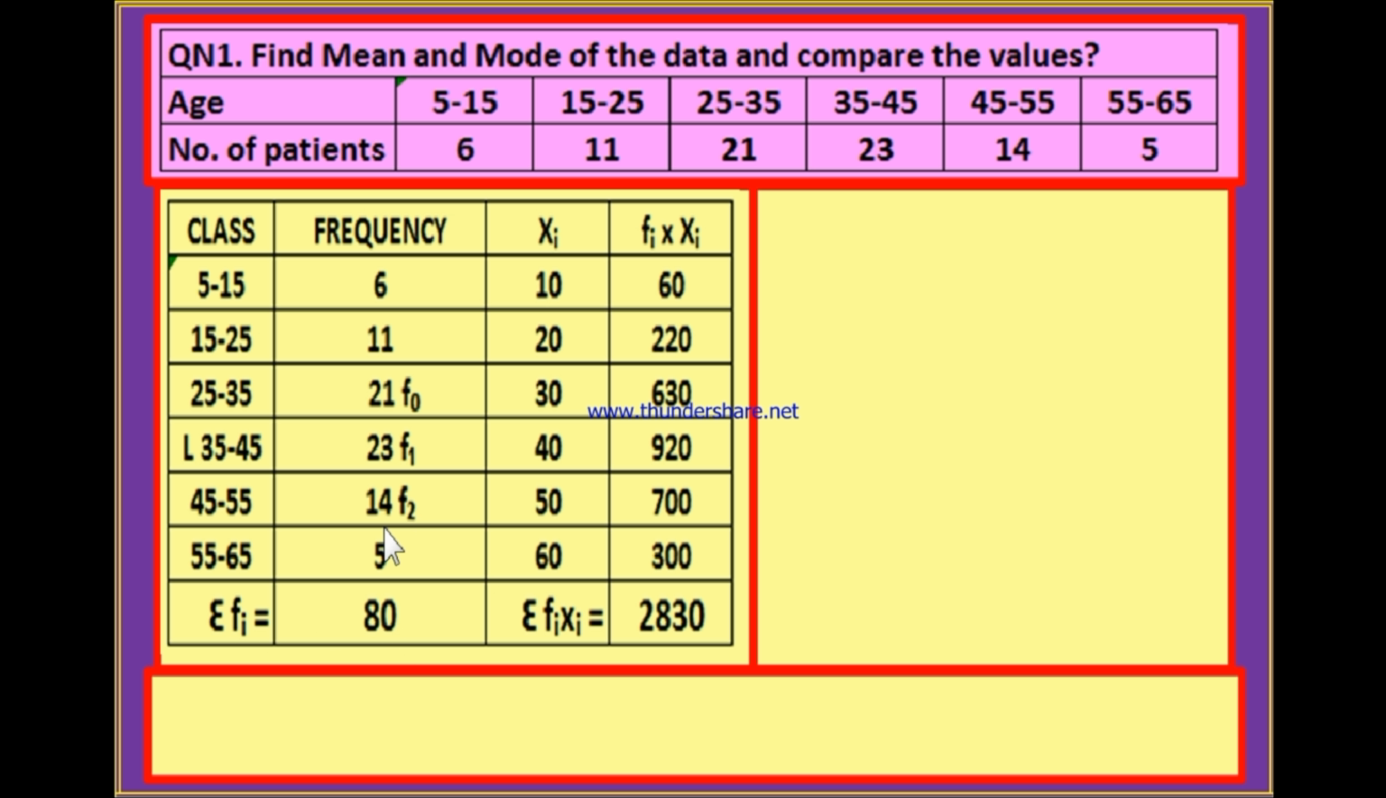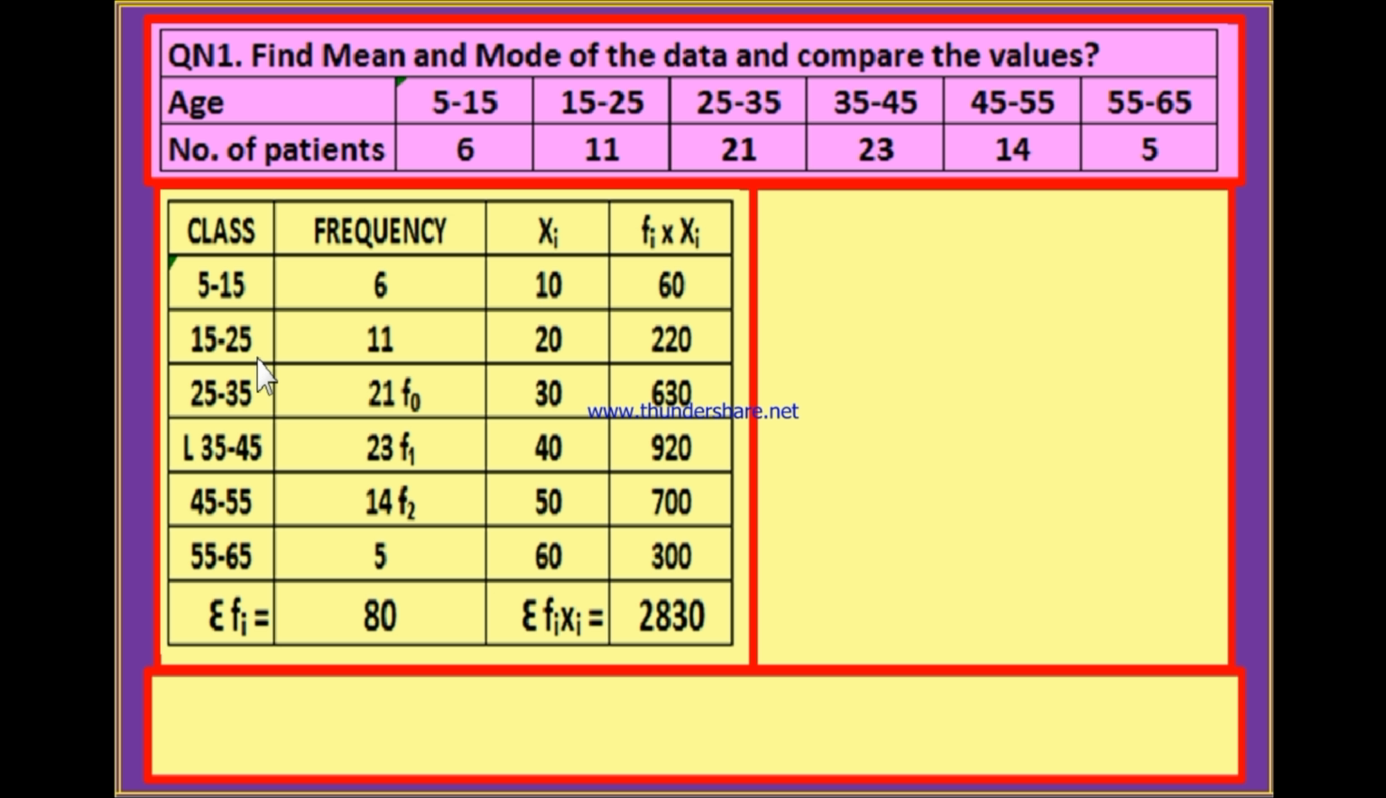After writing the frequencies, let us write the mid value xi in order to find arithmetic mean. Understood? In order to find the arithmetic mean, you should write the class mark or mid value. Now, how to get the class mark of a class? It is nothing but the average of the lower and upper boundaries. 5 plus 15 is 20. 20 divided by 2 is 10.